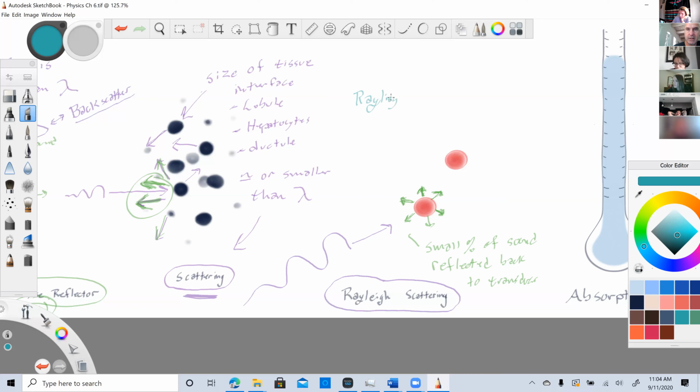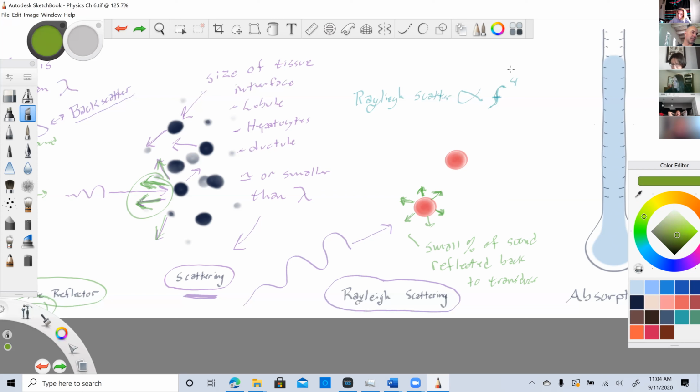Oops, Rayleigh, yeah. I got my E and my I mixed up, didn't I? That's okay. Rayleigh scatter is proportional to frequency to the fourth power. So that's actually a big deal. Anytime you see something to the 4th power, that's kind of a big deal.